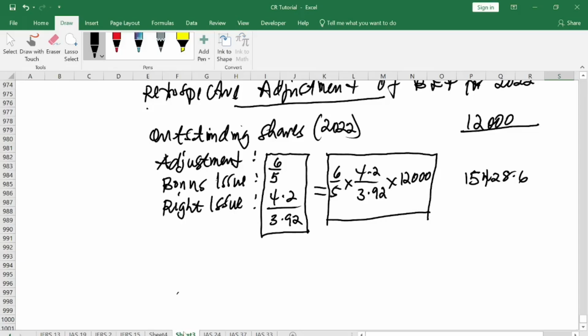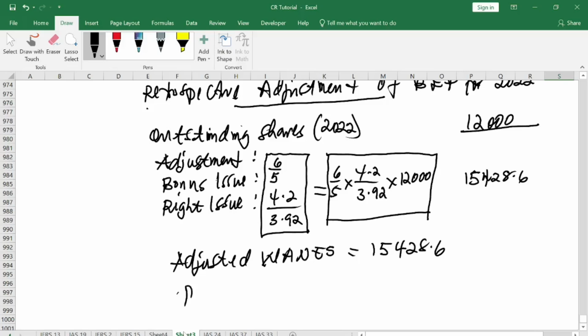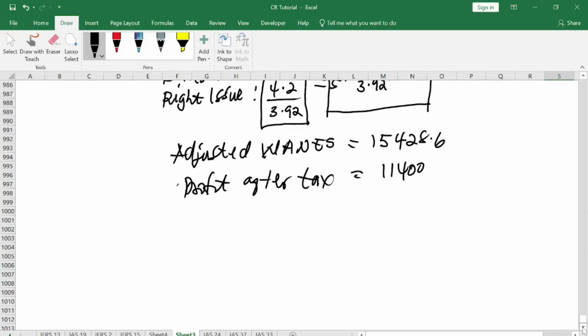Since we have our new adjusted shares, now you have the adjusted shares of 15,428.6, and we have our profit after tax to be 11,400. Okay, so now we can calculate our basic earning per share as adjusted.